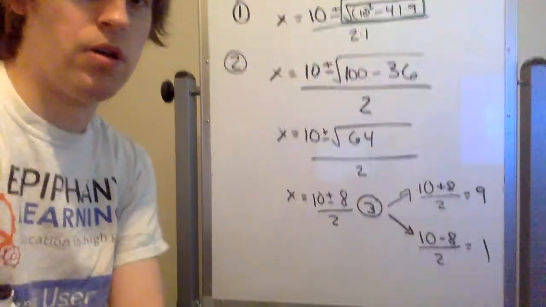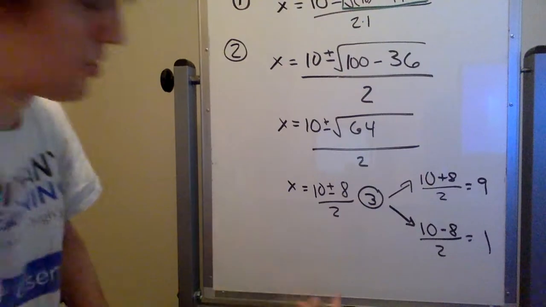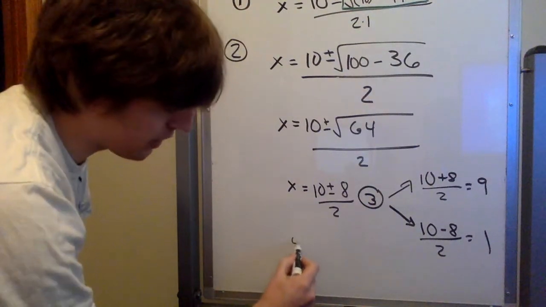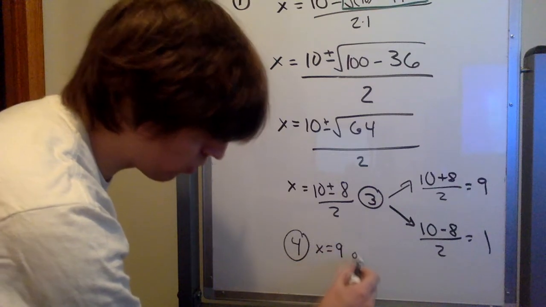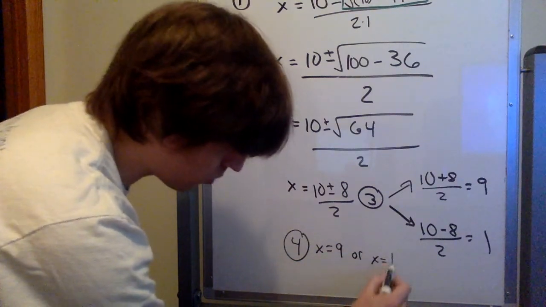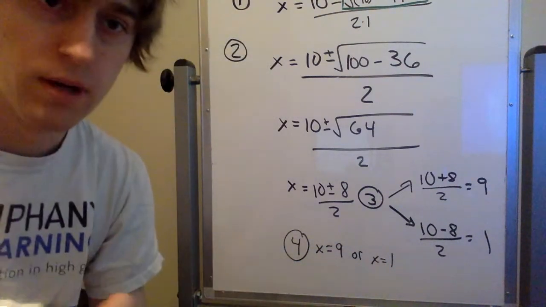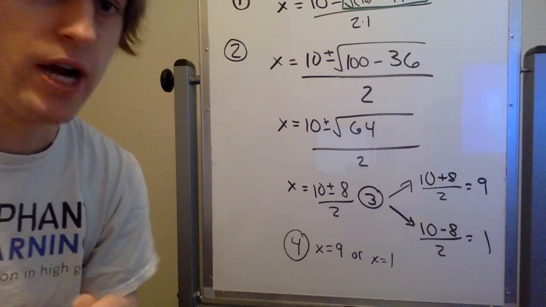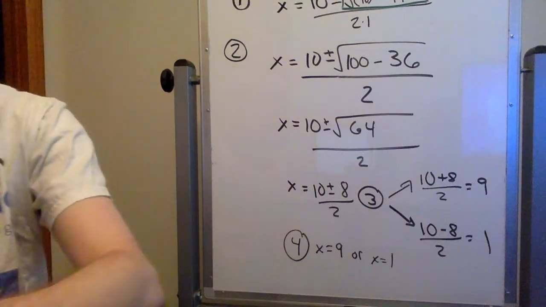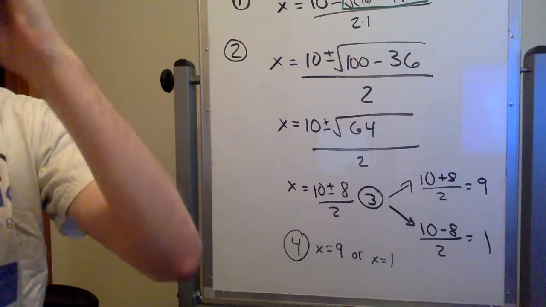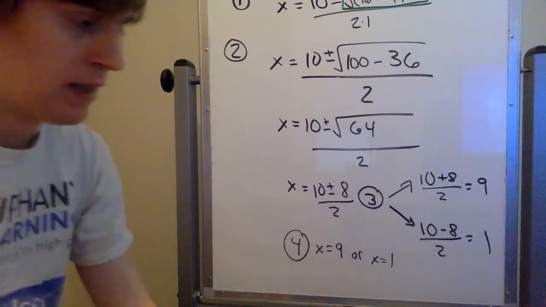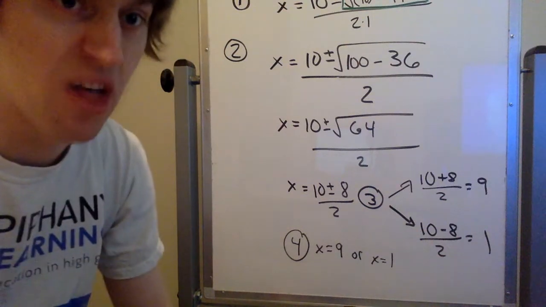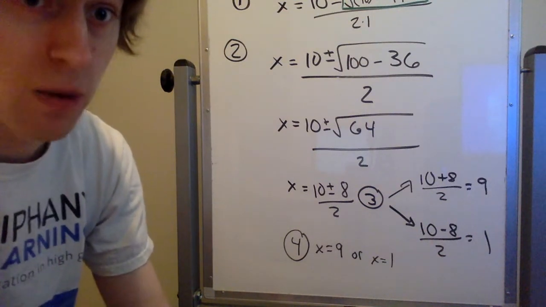So those are our two solutions. So rewriting my final answer is step 4. I'd get x equals 9 or x equals 1. I just solved this quadratic using the quadratic formula. Okay? Now, like I said, the quadratic formula is the best because it always works.